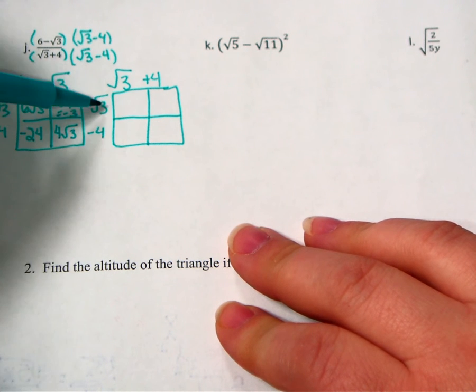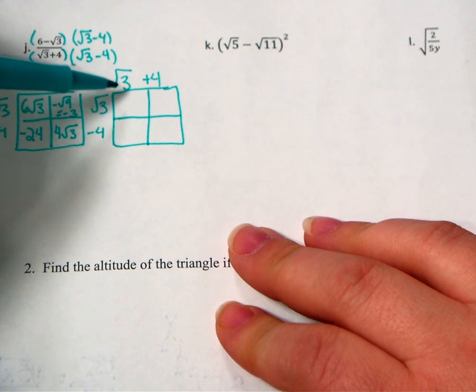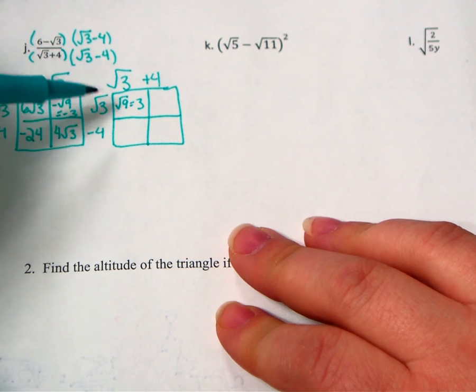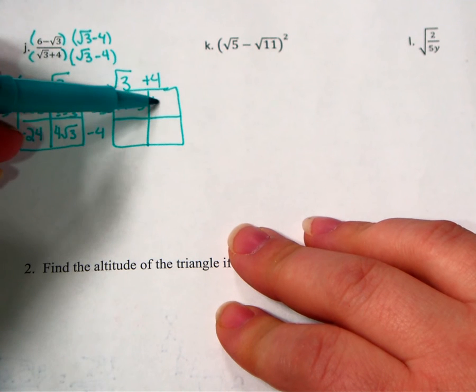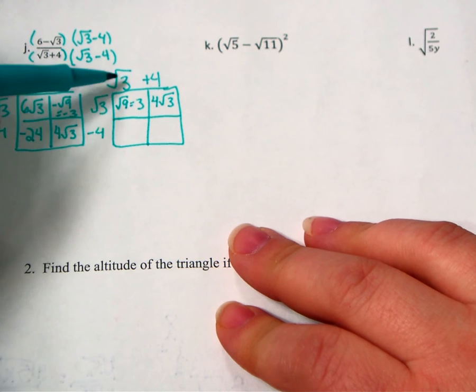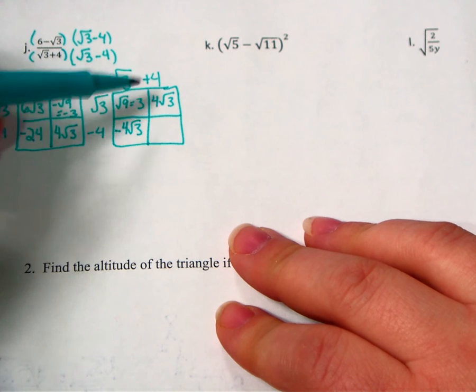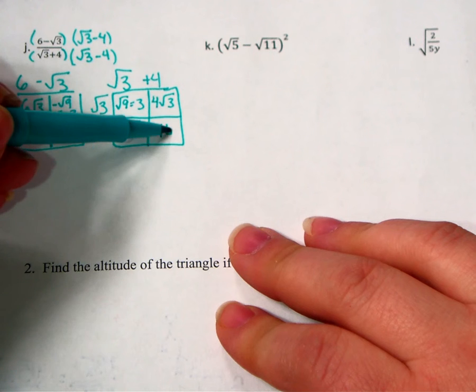In the other box, square root of 3 times the square root of 3 gives me the square root of 9, which we know to be just 3. Square root of 3 times 4 is 4 square roots of 3. Square root of 3 times negative 4 gives me negative 4 square roots of 3. And finally, I have negative 4 times positive 4 for negative 16.